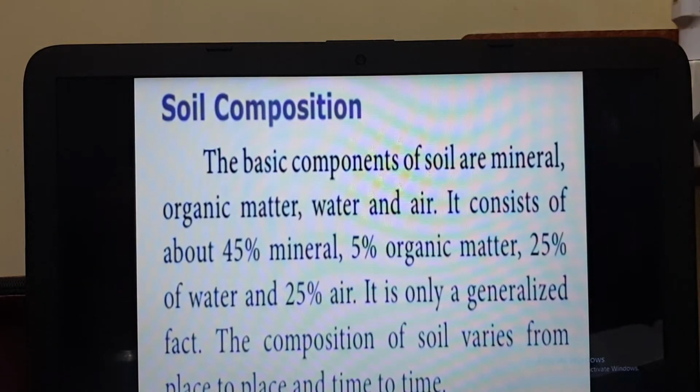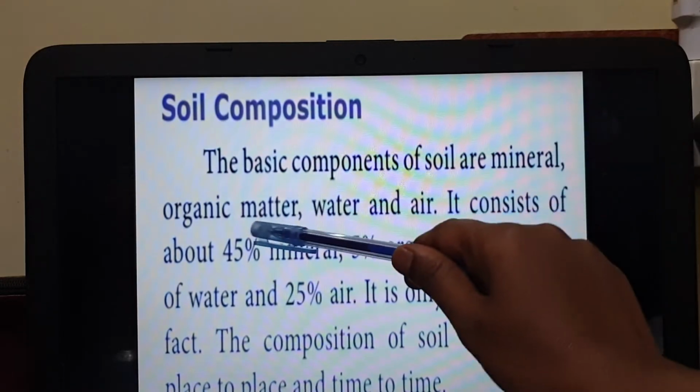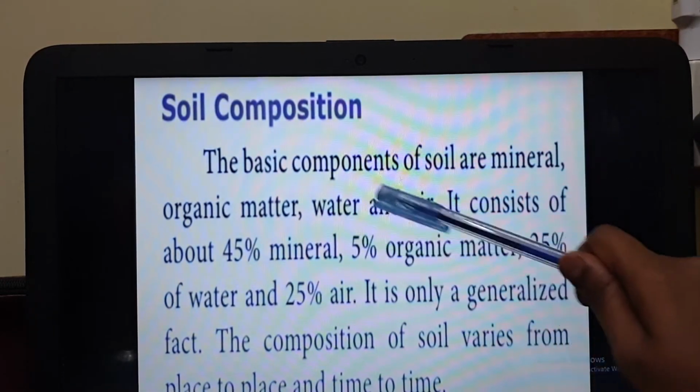Soil composition. What is soil composition? The basic components of soil. So, what are the basic components? Minerals, organic matter, water and air.